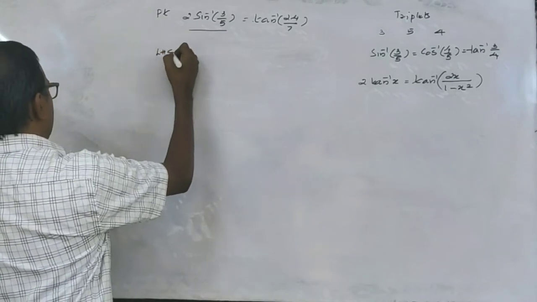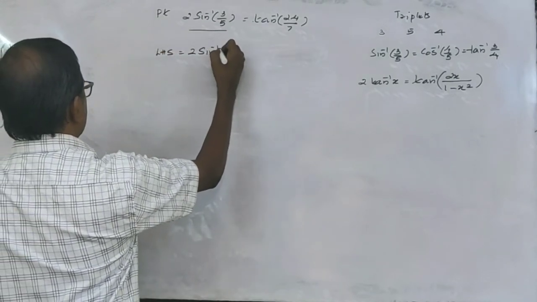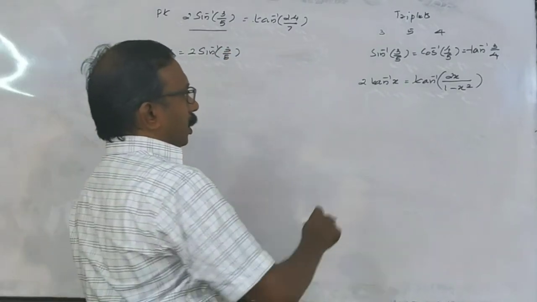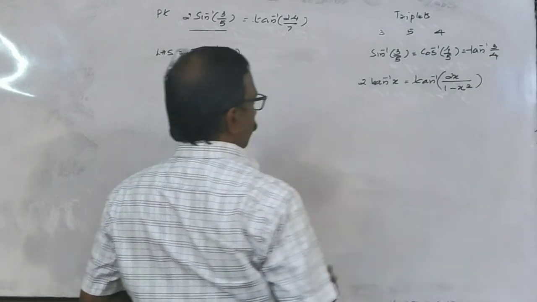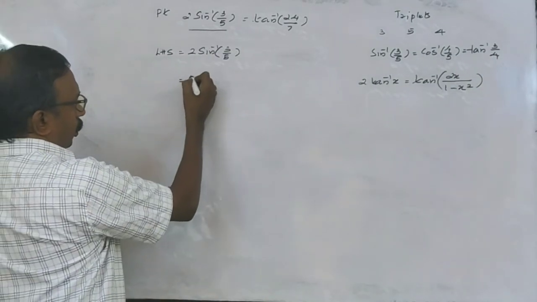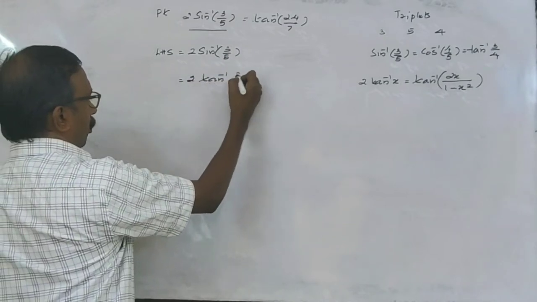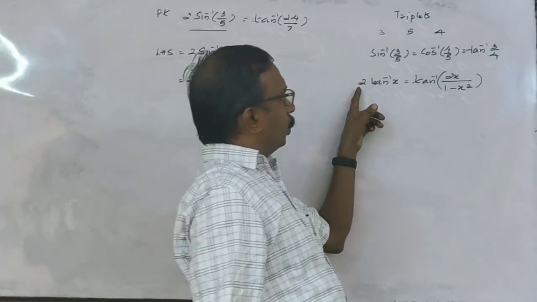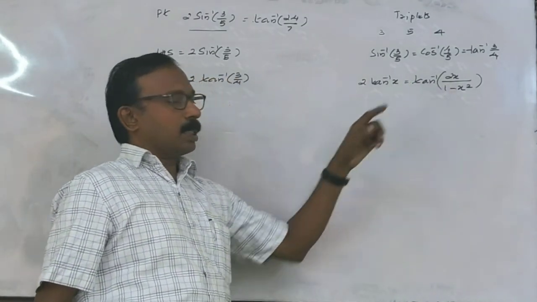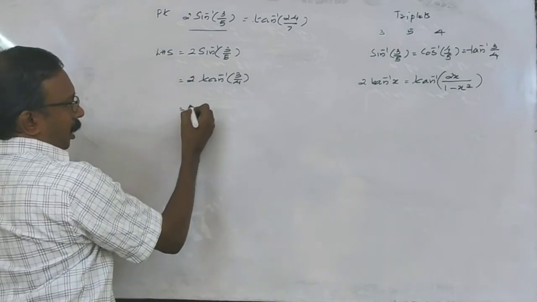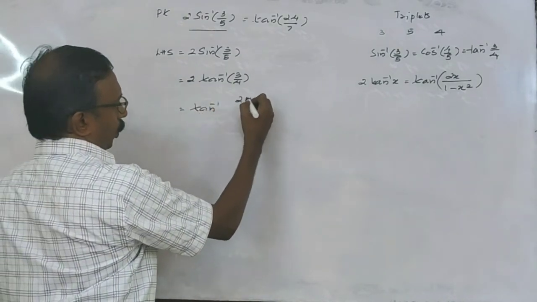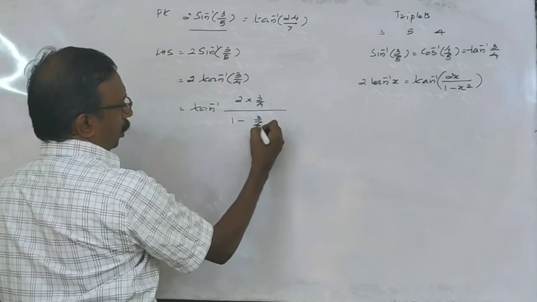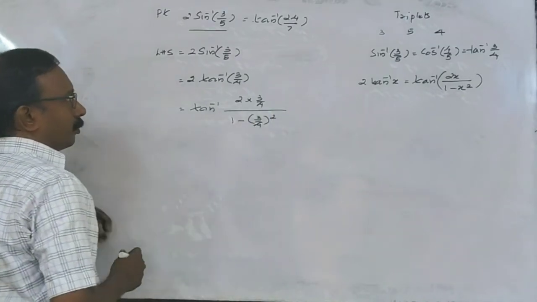LHS is equal to 2 sin inverse 3 by 5. Sin inverse 3 by 5 is equal to tan inverse 3 by 4. So 2 into tan inverse 3 by 4. Now we have 2 tan inverse x is tan inverse 2x by 1 minus x square. So tan inverse of 2 into 3 by 4 by 1 minus 3 by 4 the whole square, isn't it?